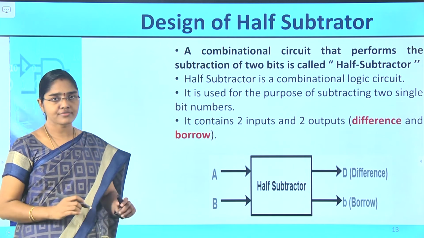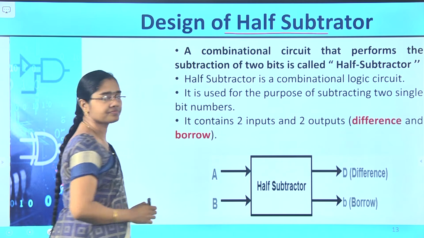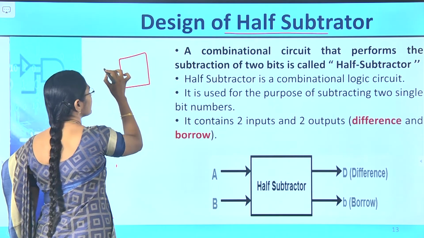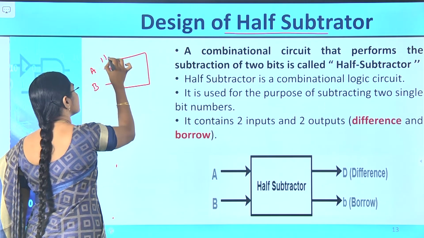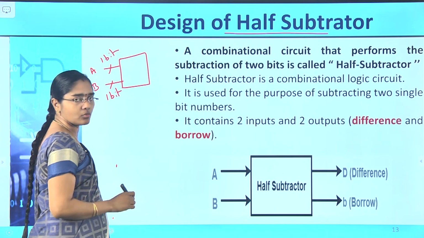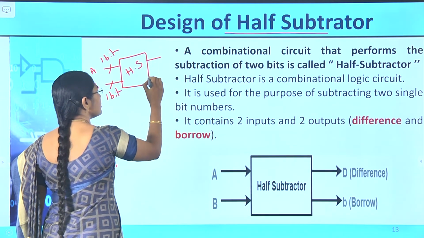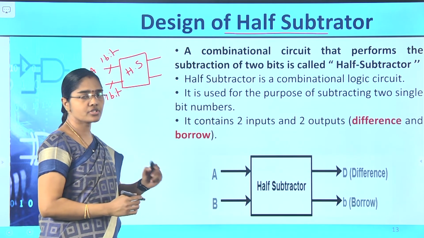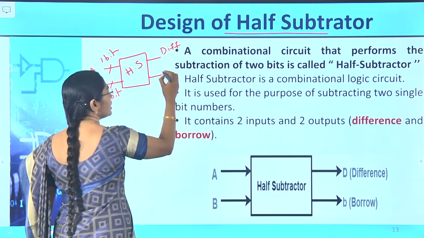Coming to the design of half subtractor, the first part is the design of half subtractor. A half subtractor is a subtractor which subtracts 2 single bit operands, 1 bit and 1 bit operands. In the introduction we have seen the rules. As per the rules, it is producing 2 outputs. One is called difference and another one is called borrow.